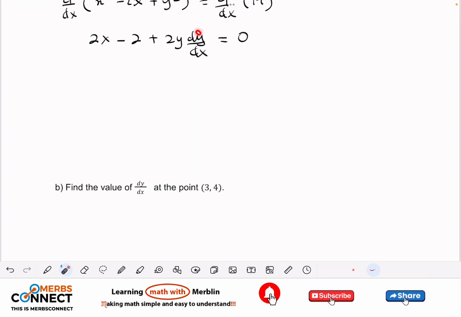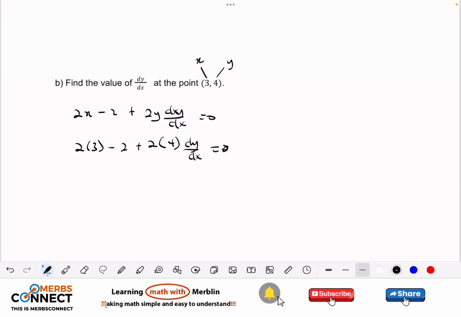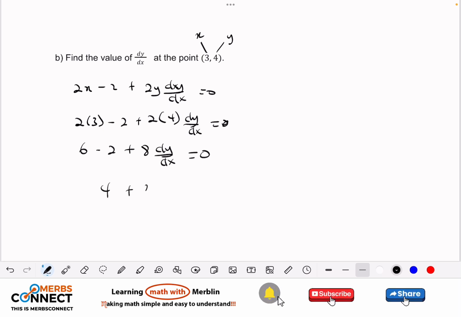We want to find dy over dx at the point (3, 4). So x is 3, y is 4. So 2x minus 2 plus 2y dy over dx is equal to 0. 2 times 3 minus 2 plus 2 times 4 dy over dx is equal to 0. So 6 minus 2 plus 8 dy over dx will be equal to 0. Then this one will be 4 plus 8 dy over dx, which is also equal to 0.